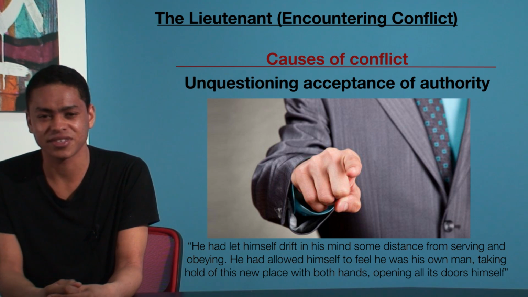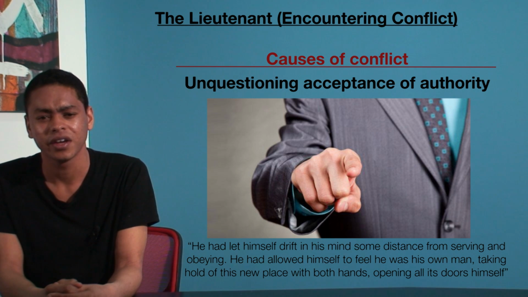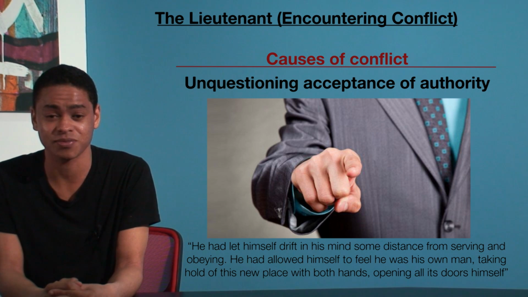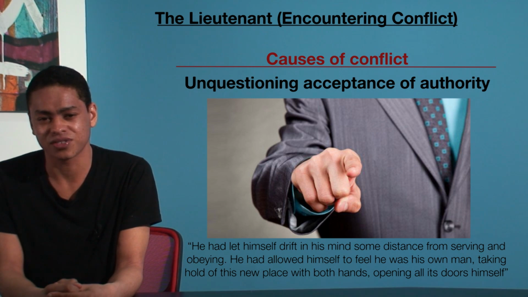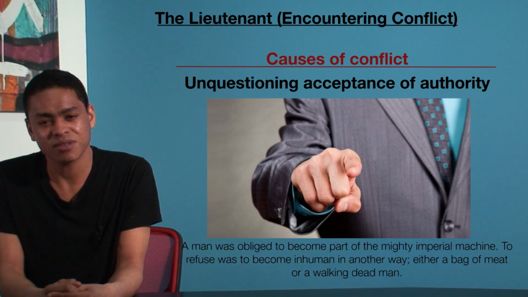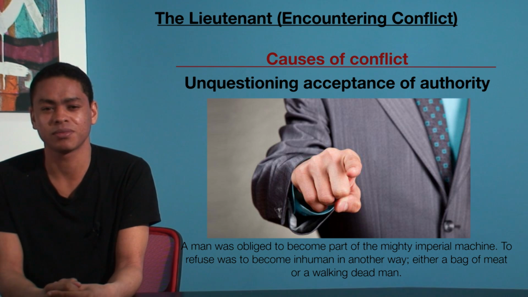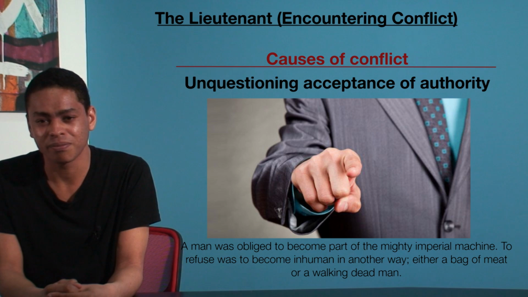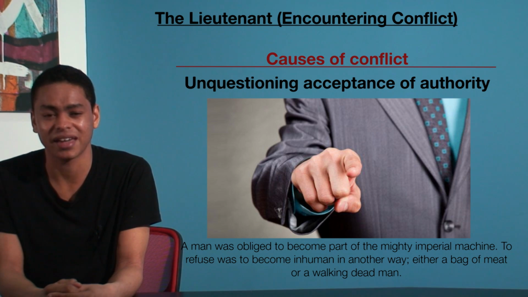Rook is sympathetic to him at the time, for he questions how he would have behaved in the same situation. This later plays itself out in his conflicting obligations to duty and his conscience as a friend to Tarragon and the indigenous people. He is struck by these contrasting ideas. A man was obliged to become part of the mighty imperial machine. To refuse was to become inhuman in another way, either a bag of meat or a walking dead man.